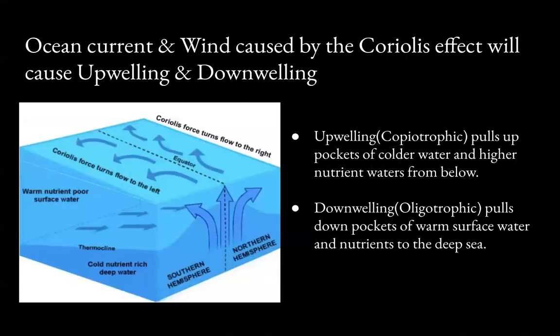Ocean current and wind caused by the Coriolis effect will cause upwelling and downwelling. Upwelling pulls up pockets of colder water and higher nutrient waters from below, and downwelling pulls down pockets of warm surface water and nutrients to the deep sea.